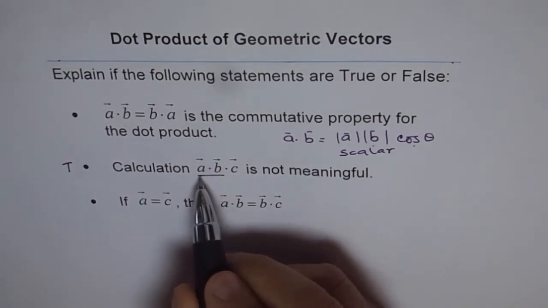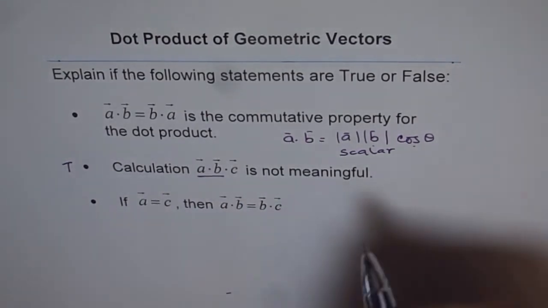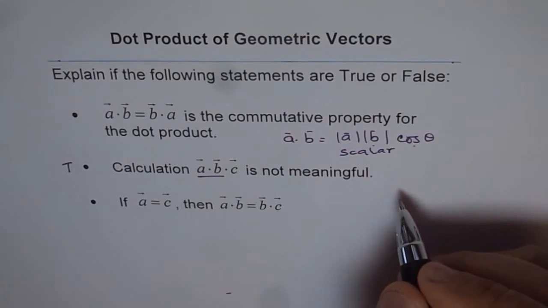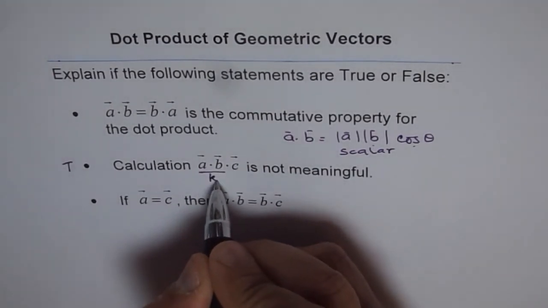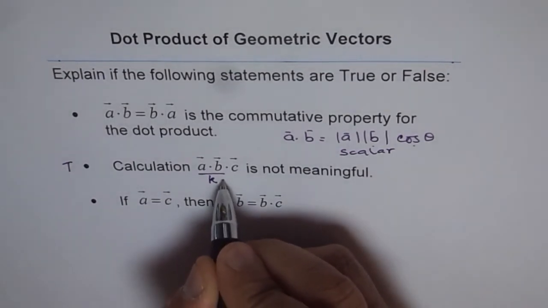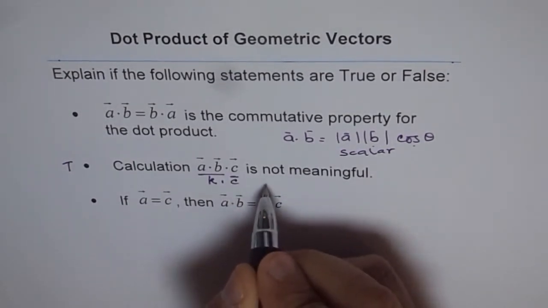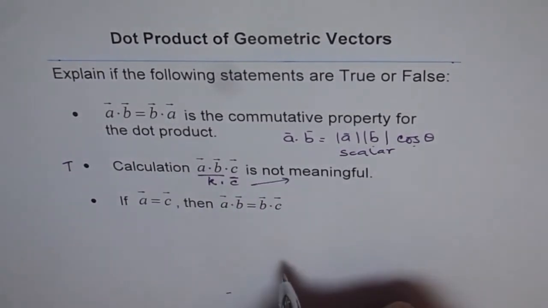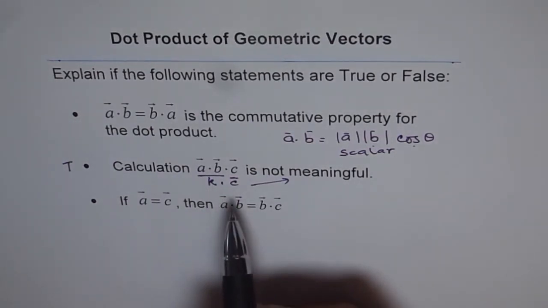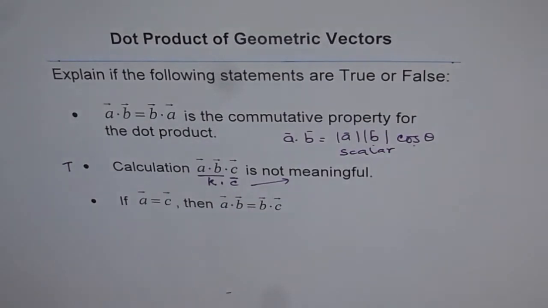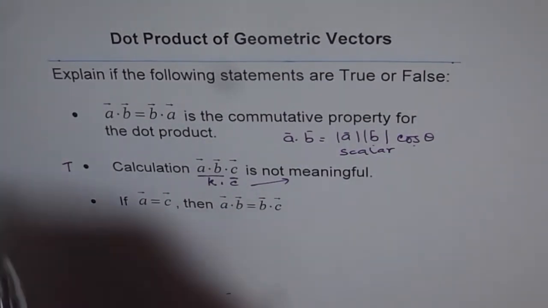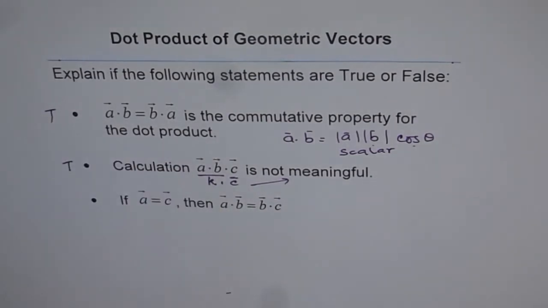Because A dot B is a scalar, you cannot have dot product between scalar and vector. So we can write this as some scalar k, and k dot vector is not meaningful. Do you see that? Whenever you do dot product, you need two vectors, right? A and B should be vectors. That is why this is not meaningful. So first was true for us, and that is called commutative property of dot product.